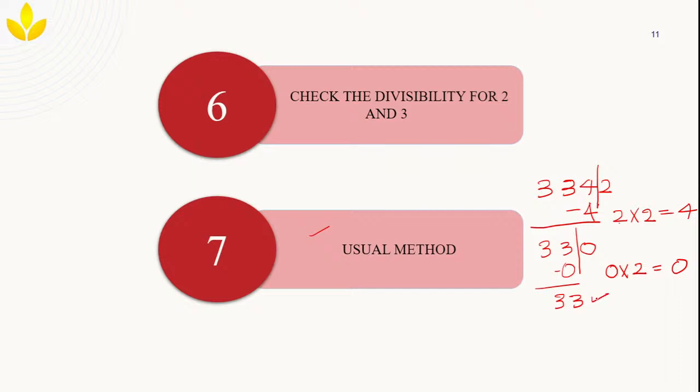If 33 is divisible by 7, then this whole number is divisible by 7. If not, this number is not divisible by 7. So 33 is not divisible by 7. That's why this number is not divisible by 7. Clear guys? So you can go for this method or you can go for the usual method. It's up to you.